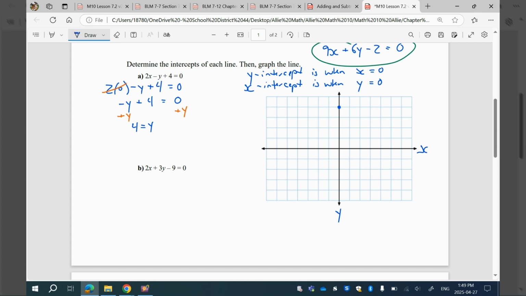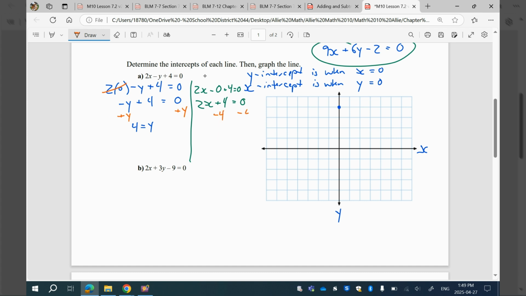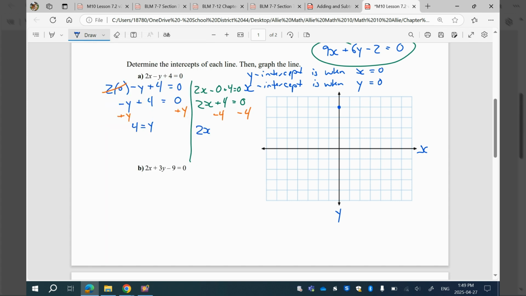And let's do the next one. Maybe I'll use a different color. I'm going to have room maybe right here. Now we want to find our x-intercept, and that's when y equals 0. So we're going to go 2x, subtract 0, plus 4 equals 0. So we got 2x plus 4 equals 0. I want to have a positive x, so let's subtract 4 from each side. Subtract 4, subtract 4. And we get 2x equals a negative 4.